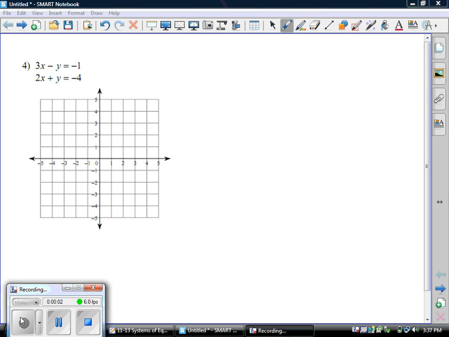First things first, we have to graph both equations, right? So how do you graph this one up here? The top one. What do we need in order to graph it? We need to find out what y is. What do you mean by that?